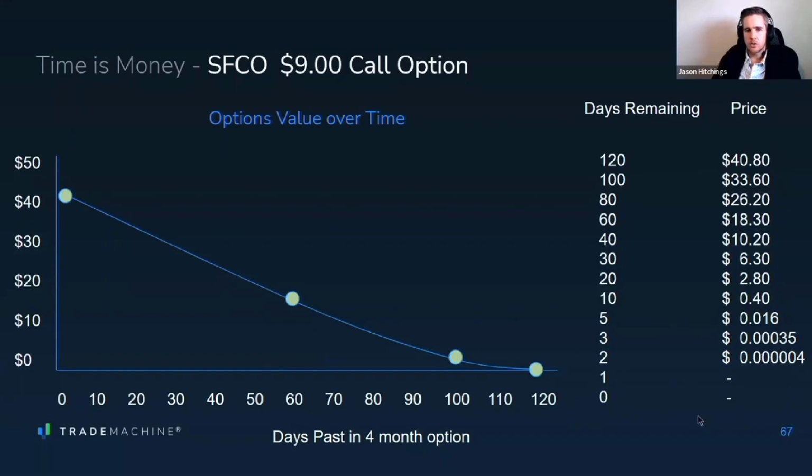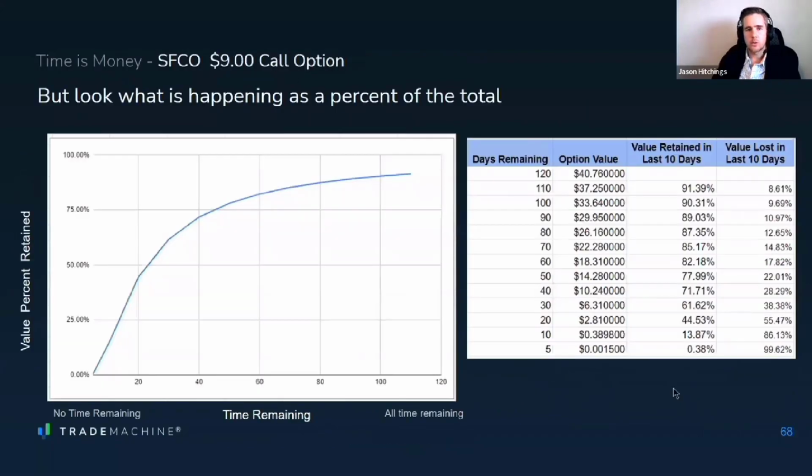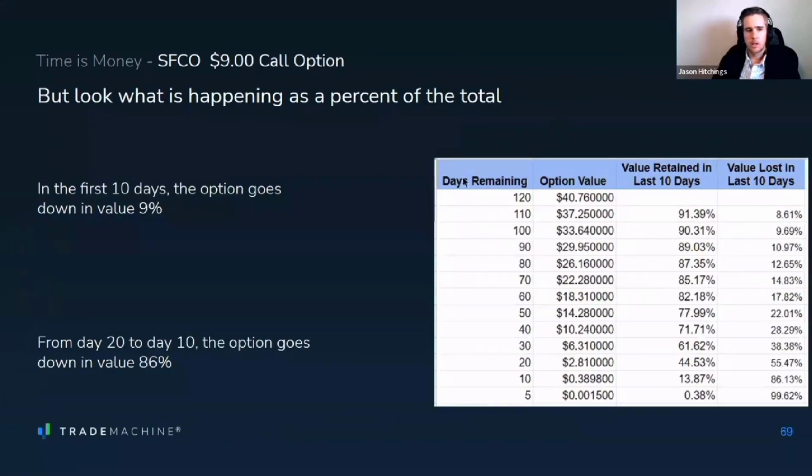If instead of looking at this chart in terms of total dollars, you start to look at it in terms of percentages, the picture looks very different. You see that as a percentage, so this is the amount of time remaining to the right, and this is the percent value retained. And you can see that this thing is plummeting. So we're looking at these 10-day increments for how much is left in it. In the first 10 days, the thing goes down about 9% in value. But from day 20 to day 10, look at this. It goes from being worth $2.80 to 40 cents in terms of the total option value. So it's gone down 86% in value in that last 10 days.